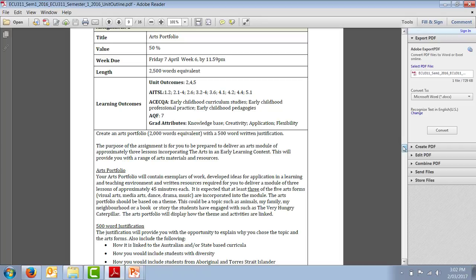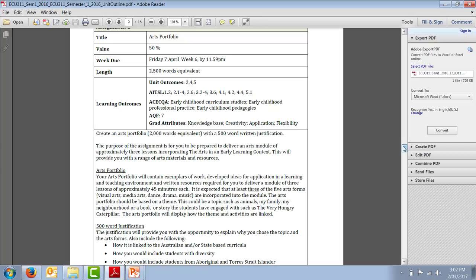Typically when you're out there teaching, you probably would not do 3 different art forms in 3 lessons. You'd probably end up spending 5 weeks or even 10 weeks on an art form. But it depends on the circumstance and your situation. For the purpose of this assignment, there's absolutely no reason why you wouldn't teach 3 different art forms in 3 lessons. Those 5 art forms are visual arts, media arts, dance, drama and music, and you need to do at least 3 of them in those lessons.